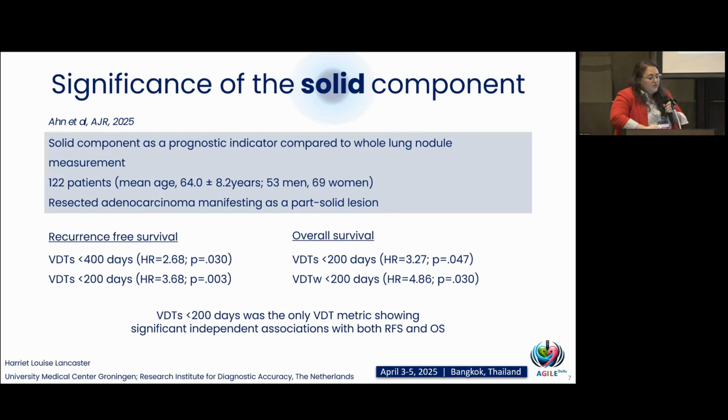And a more recent study looked at it the opposite way around. So can you use the solid component of the nodule as a prognostic indicator if you compare it to taking the whole nodule's volume? This was in adenocarcinomas which were manifesting as part solid lesions. And what they saw is that the volume doubling time of the solid component, with a 200-day threshold, was the only indicator significantly associated with both recurrence-free survival and overall survival.